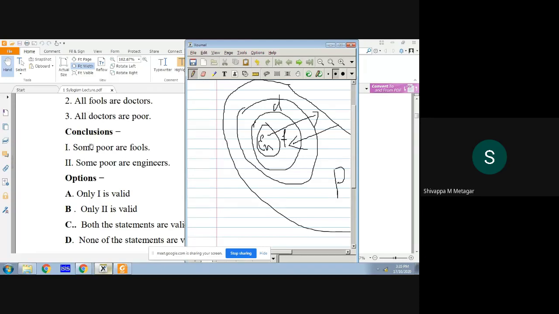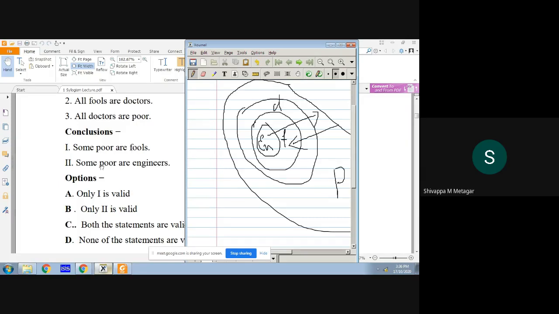Three statements are there. Here two conclusions they have given. Based on this, your right answer is both the statements are valid to give the right answer to the given question. Okay, these are the three statements. Here they have given the two conclusions.